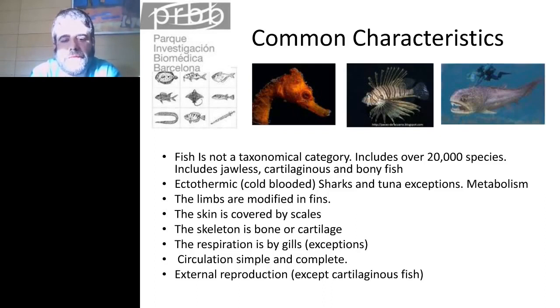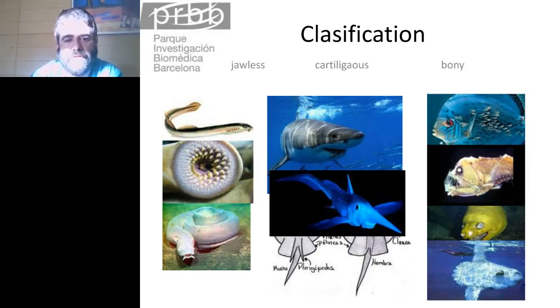That means that the heart will push the blood from the heart to the gills and afterwards to the body. There is not going to be a double circulation as in mammals. Also, the reproduction will be external, except in sharks and other cartilaginous fish. So when we are thinking about fish, we have to think of this kind of animals that includes the jawless group, that are the hagfish and the lampreys, the cartilaginous fish, that are the sharks, the chimeras, and the rays, and also the bony fish, that are the most common ones, such as the moonfish, or the zebrafish, or also the abyssal fish.